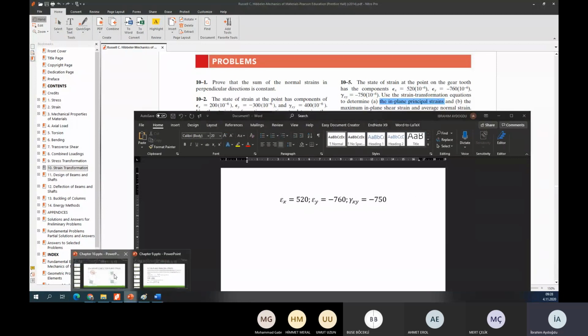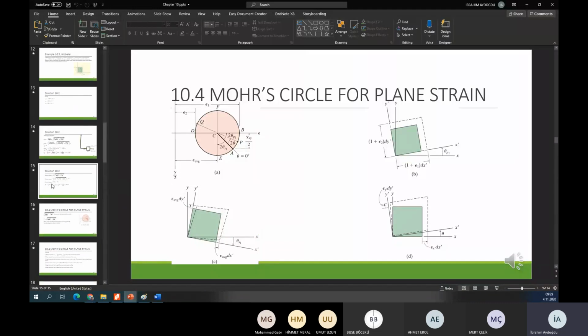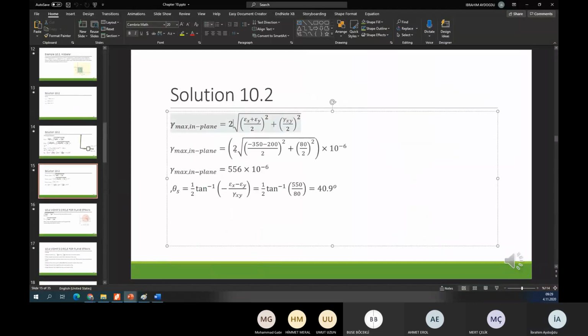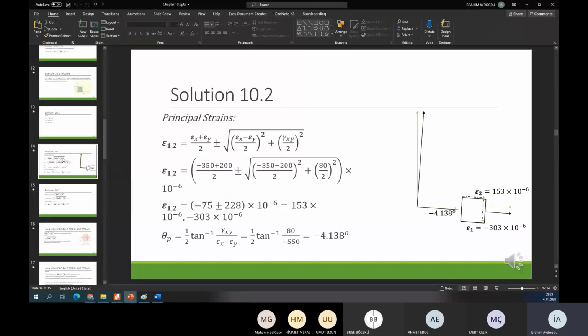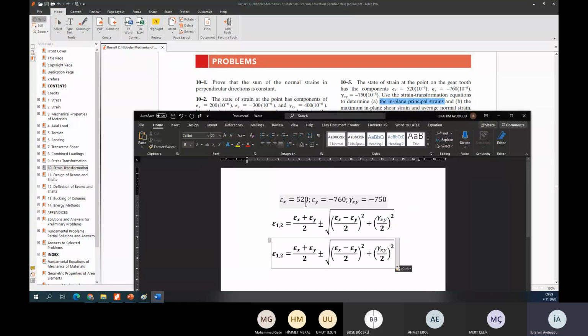So I need to look at the equation. I don't need to memorize it, because it's an equation I will give in the online exam also. Where's my general formulation? I'm looking for the plane strain. Yes, very well, this equation is available. So I copy and paste it in here.